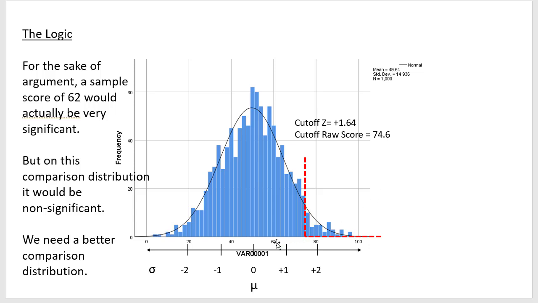Now, let's say that we had this population of individual scores and we wanted to take a sample and see if that sample was significantly different than this population, our comparison distribution. Now, it doesn't matter what it is, but let's say that we just use this comparison distribution. We would need a cutoff z-score equal to positive 1.64, because we know that a cutoff z-score on a one-tailed test is positive 1.64. We would need to see a raw score of 74.6 in our mean.